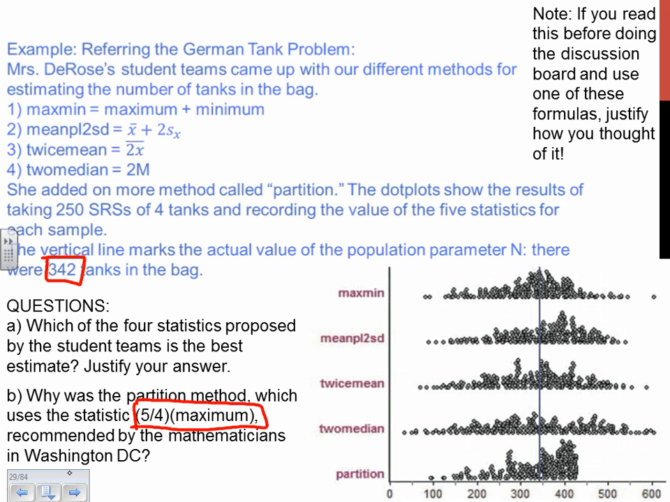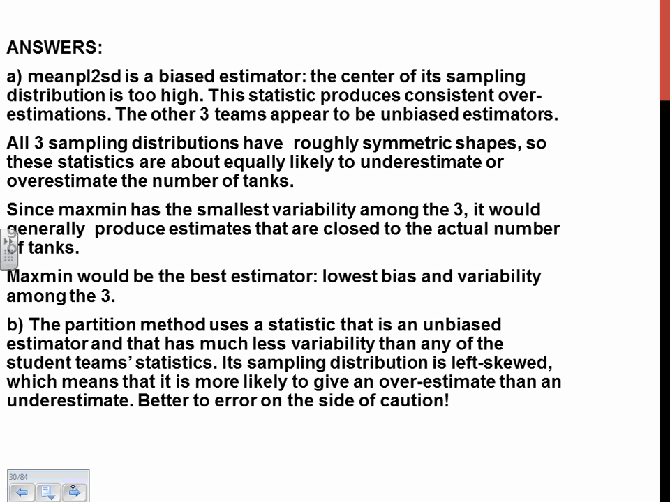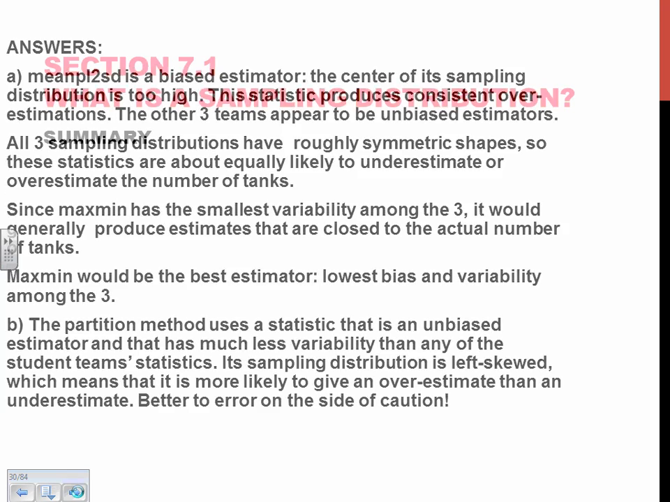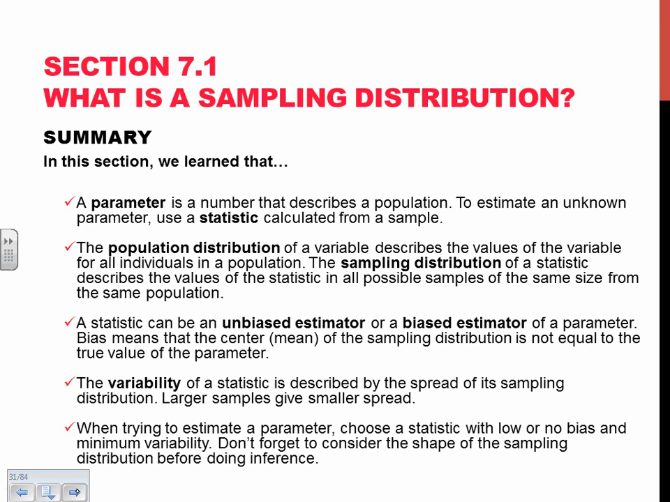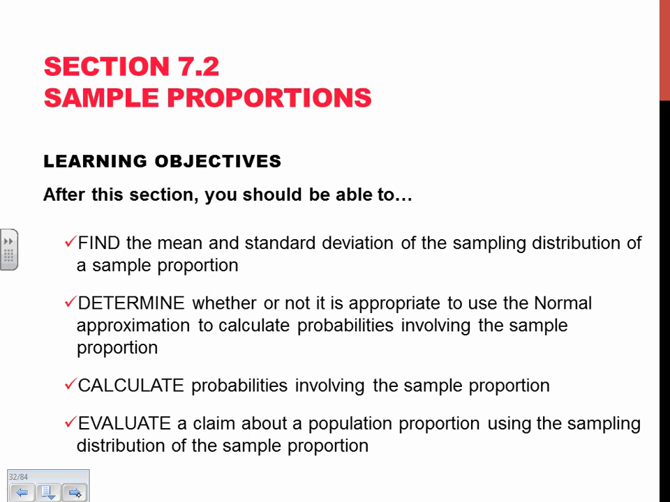Okay, the lowest variability would be the partition, but it's still spread out, and it's heavy, so it's going to be skewed towards the left. But try that 5/4 maximum and see what happens with the data that we had. That'd be pretty cool to find out. Okay, so in summary for 7.1, this is what we talked about. And we're going to start 7.2 next.